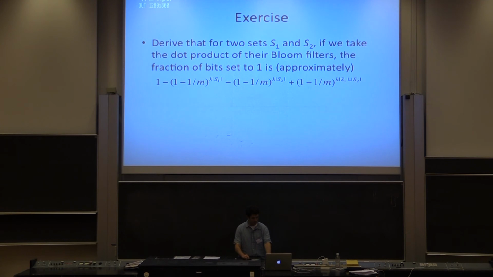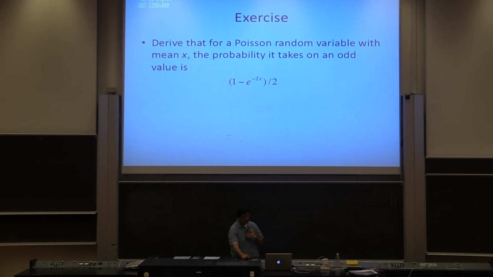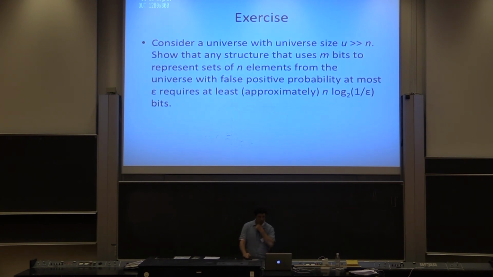One of them, as I said, is that you can imagine taking the dot product of Bloom filters to do size estimates. One is deriving this fact that for a Poisson random variable, the probability that it takes on an odd value is given by this expression. One is to prove a lower bound, so that if you have a big universe, you really do need something like n log base 2 of 1 over epsilon bits in order to get a false positive probability of at most epsilon to represent sets of size n.